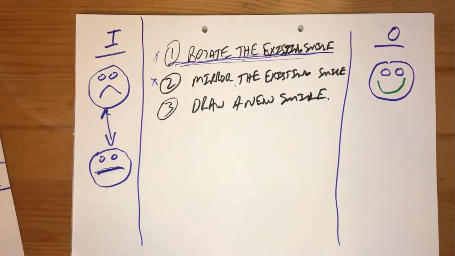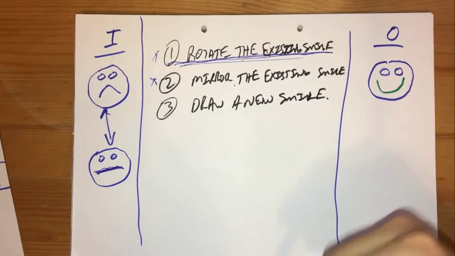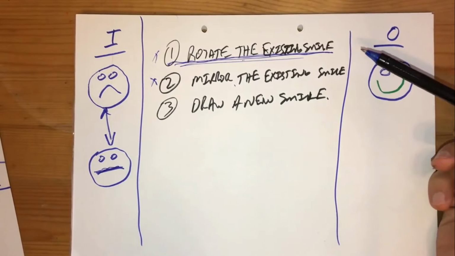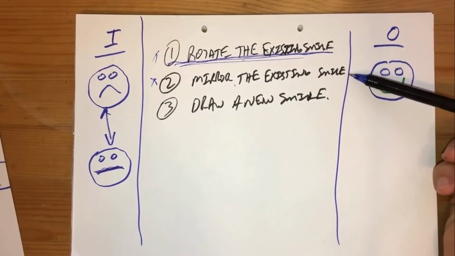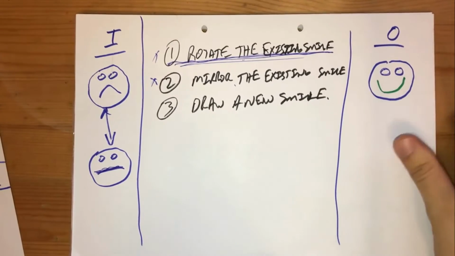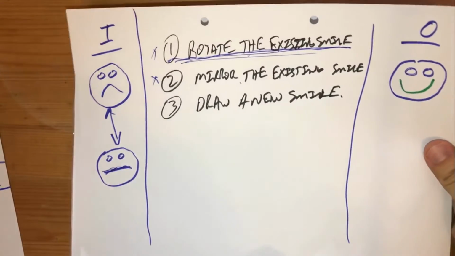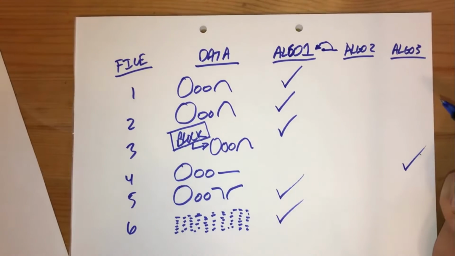Let's rewind to the very beginning, before we went to file 1. Before file 1, we had said there were 3 existential ways that we could do this problem from first principles. One was rotating the smile, one was mirroring the smile, and one was drawing a new smile. Now that we've gone through the first 6 questions, let's recap. We've made a conscious effort to do the problem in a certain way.